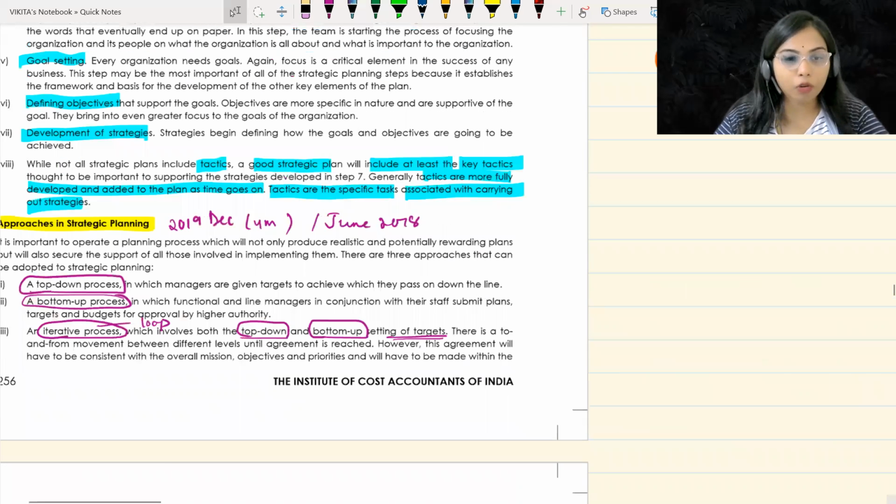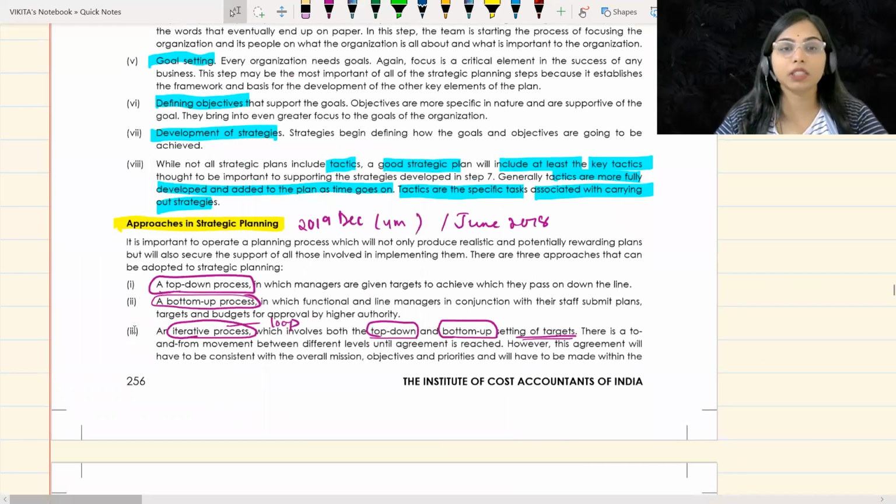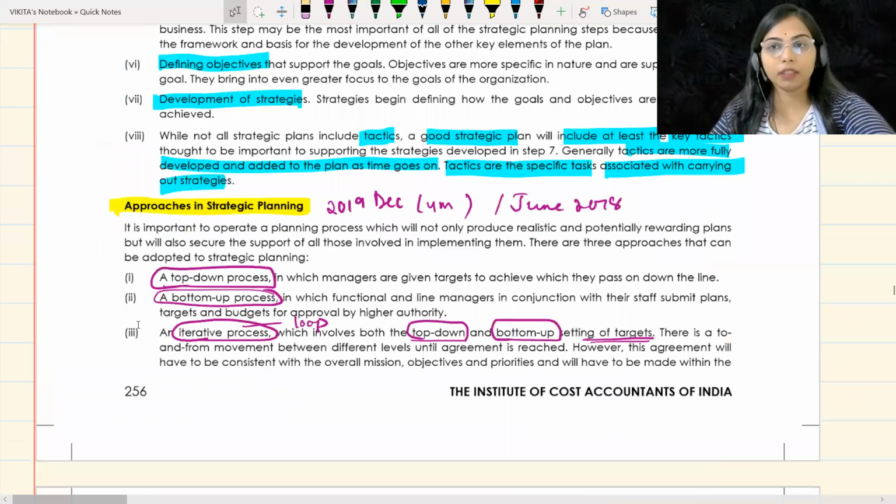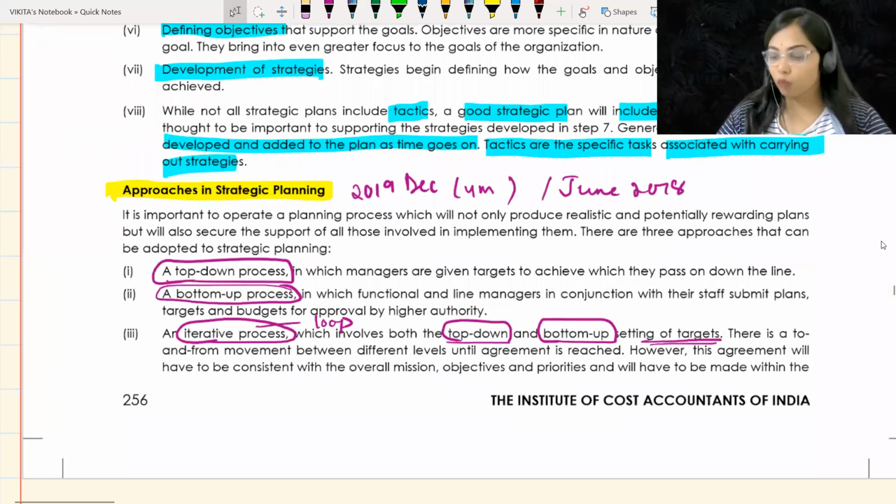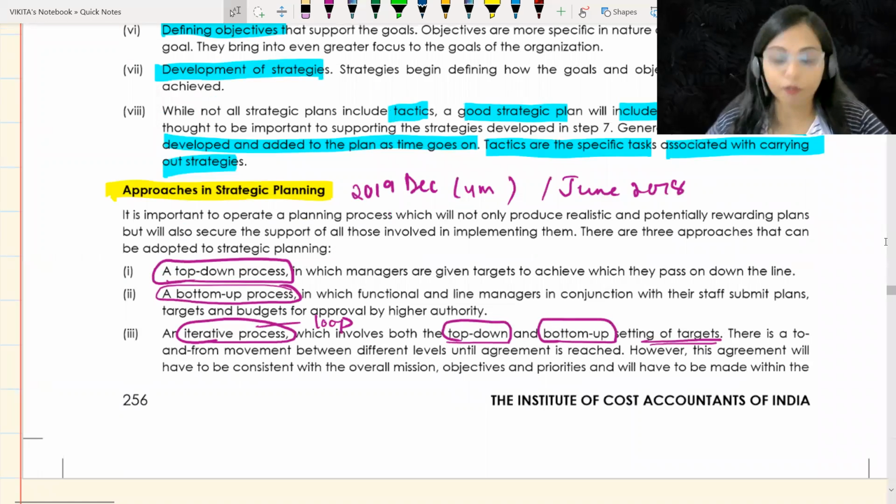So before we go, we should understand what the approaches in strategic planning are. See, this is an important question. So what are the approaches? There are three types of approaches.